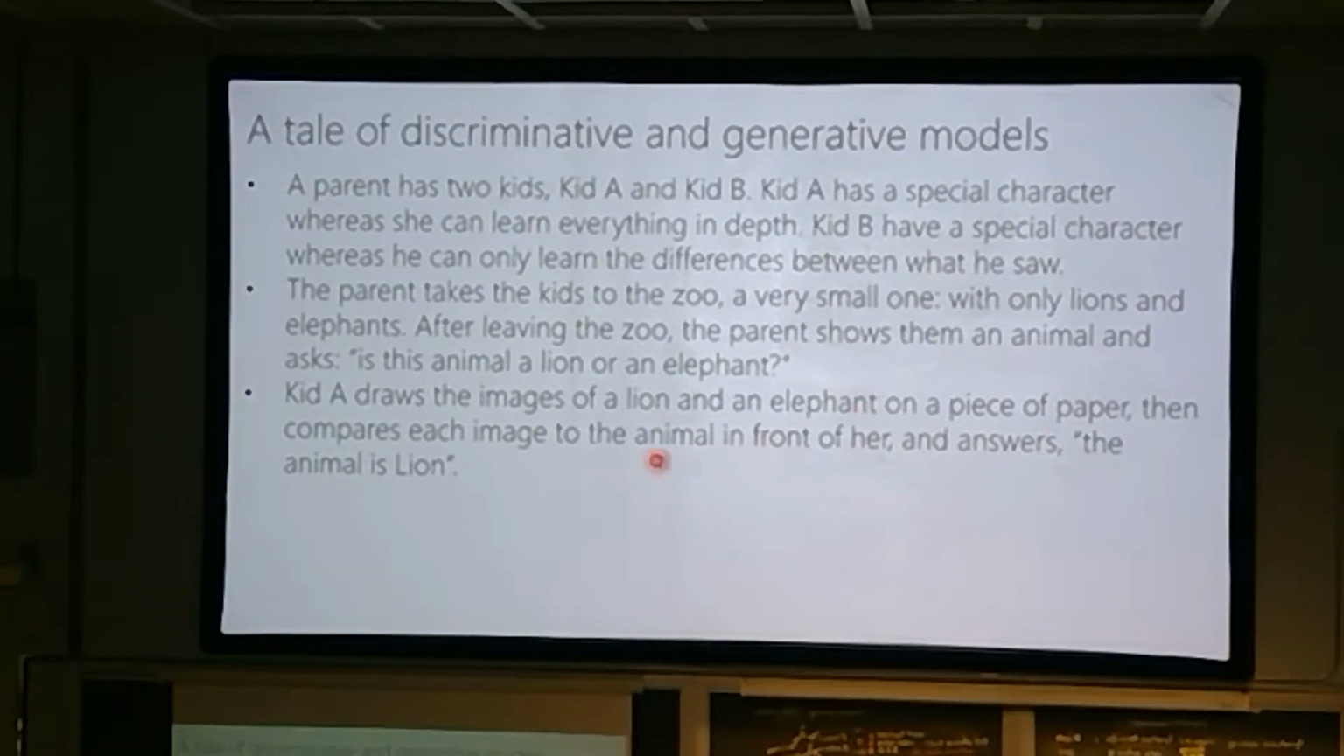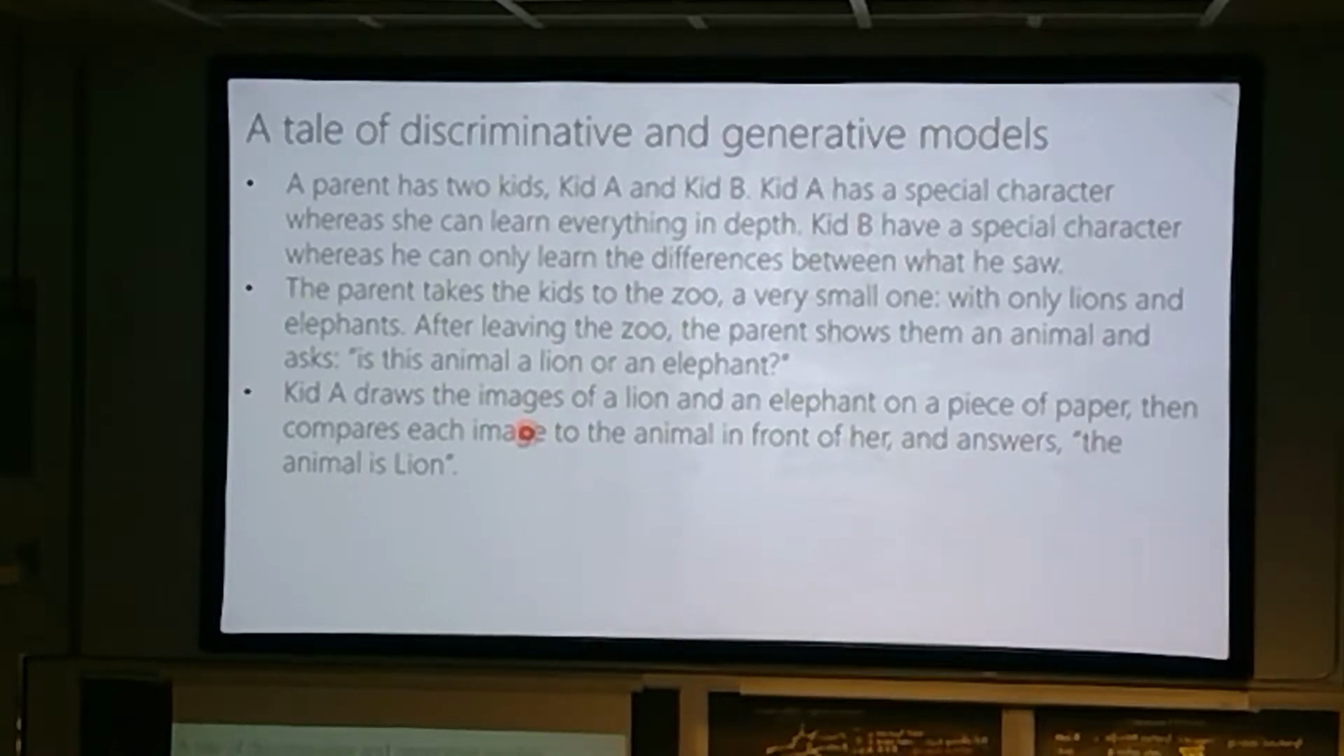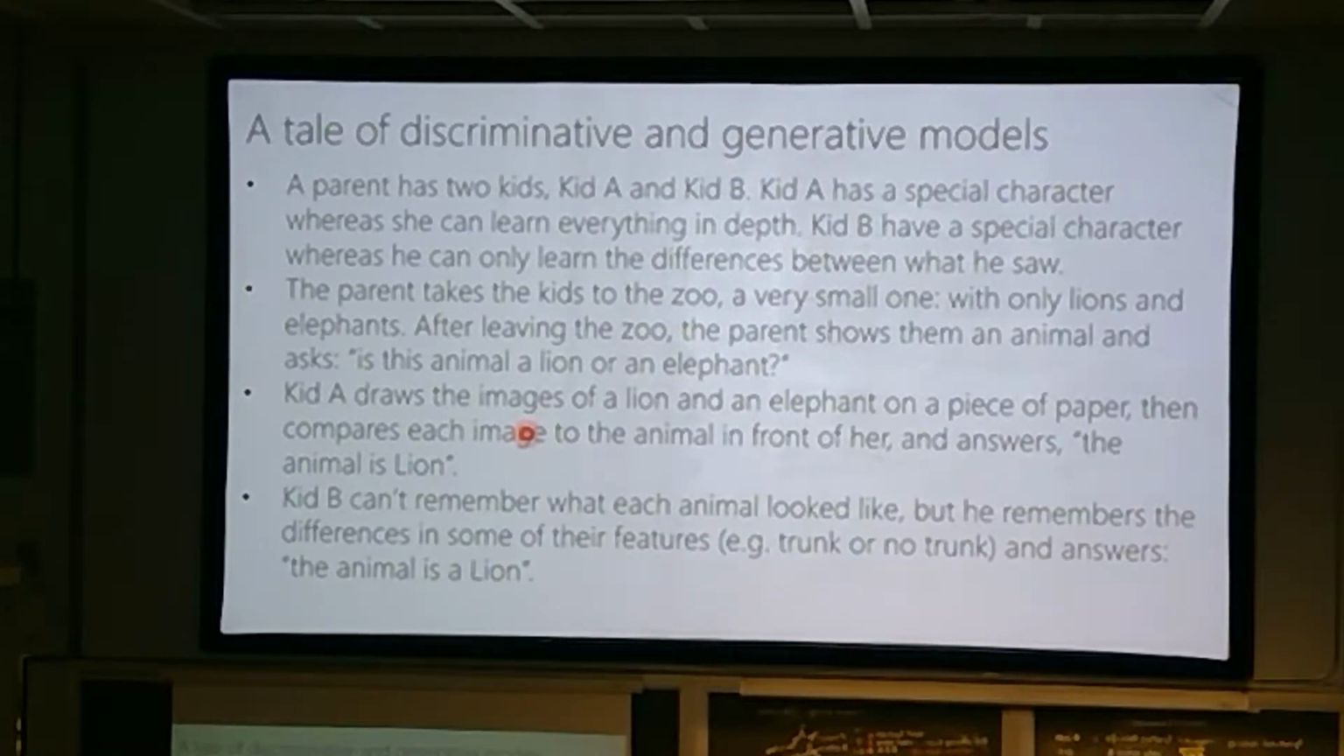The first kid, who apparently learns things in depth, starts drawing the image of a lion that she remembers, draws the image of an elephant that she remembers, and then she looks at the animal in front of her and says, okay, maybe it looks a lot like this, maybe it looks a lot like this, comparing the full image of each animal to what's standing in front of her, and then says, okay, this animal is a lion. So in her head, she has a full picture of a holistic lion and a holistic elephant. And so this is going to be the generative model. And Kid B doesn't actually remember what each animal looked like.